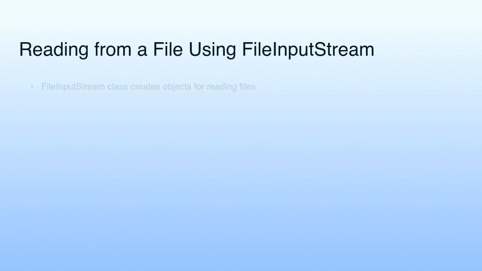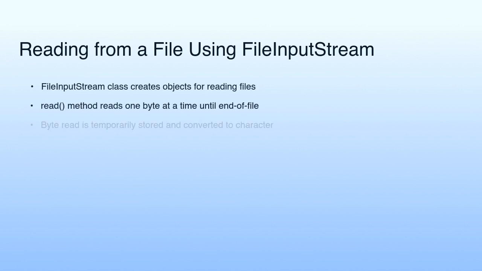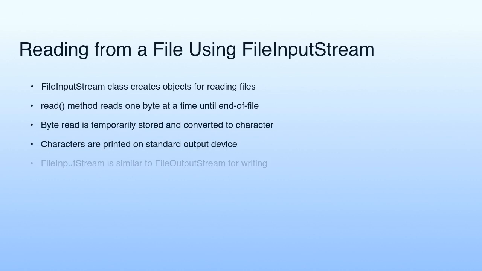The FileInputStream class is introduced for creating objects to read files. The read method reads one byte at a time until the end of file is reached. Each byte read is temporarily stored and converted to a character, which is then printed on the standard output device. The FileInputStream is similar to the FileOutputStream used for writing operations.